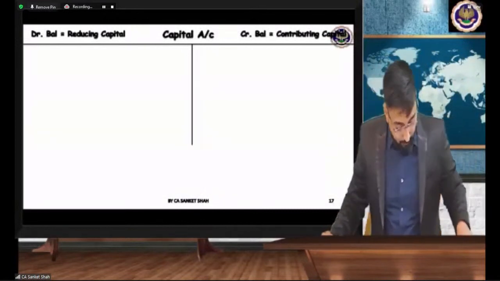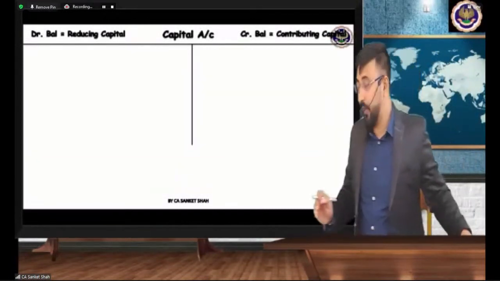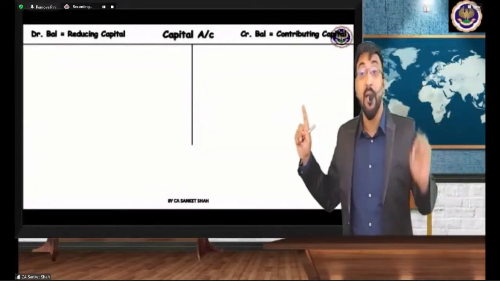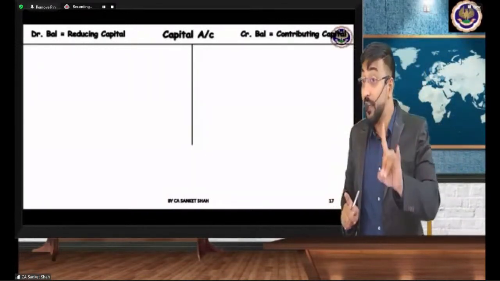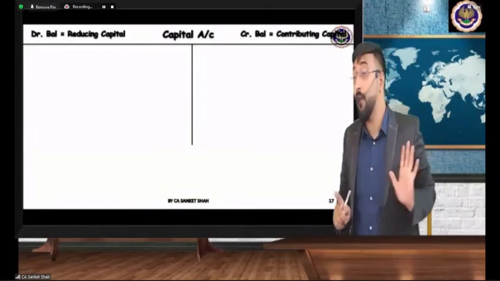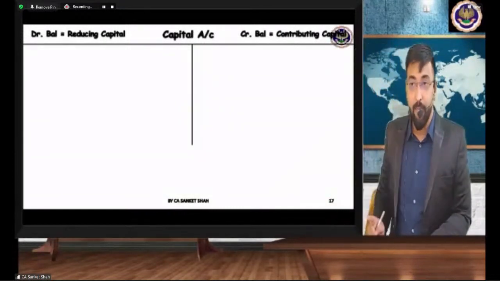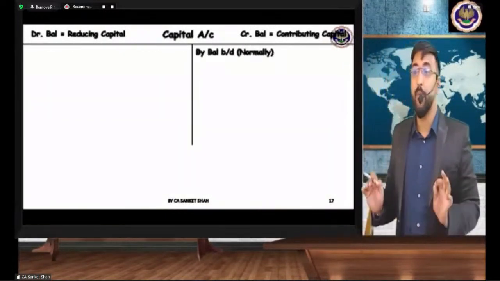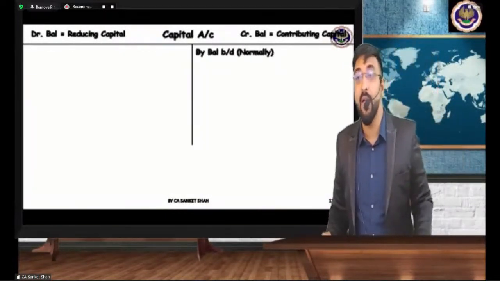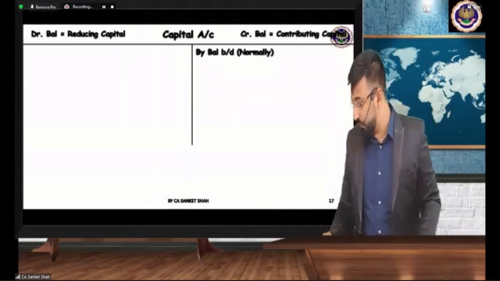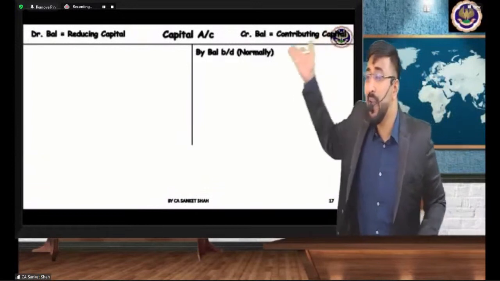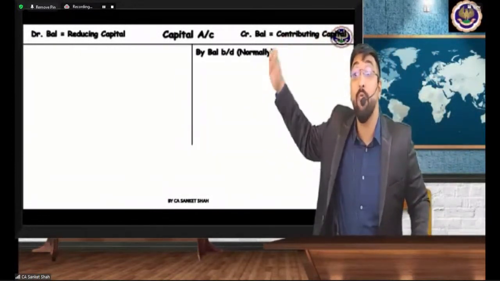Very good. So capital, very, very important. Now write down this: capital, credit plus, debit minus. This session is very, very important. By balance brought down. Normally we write by balance brought down. Why? Because it is credit plus. So our plus point will start normally with the credit balance.